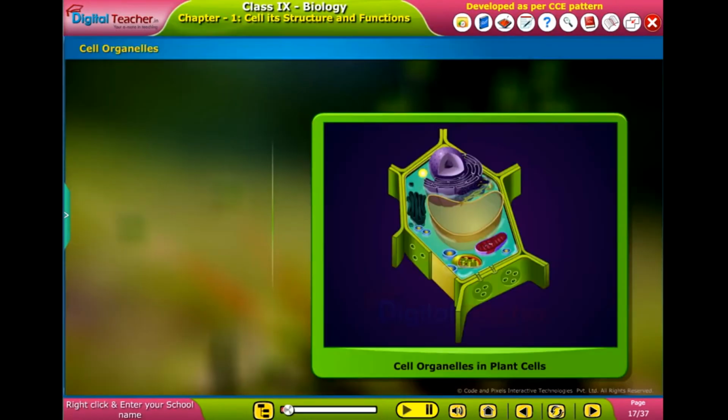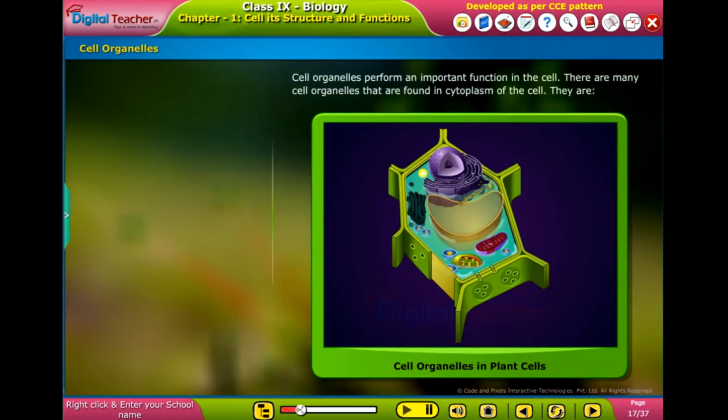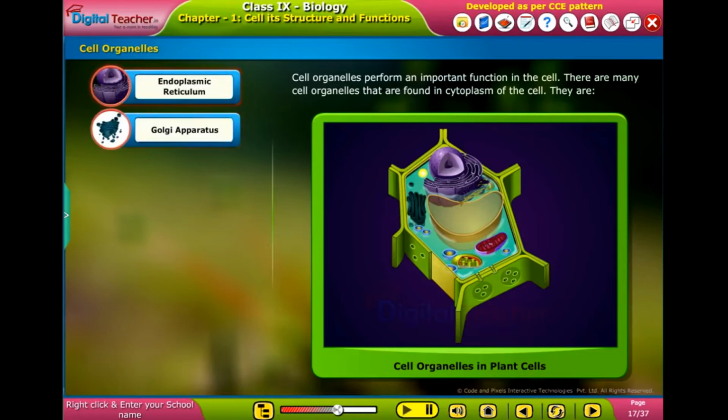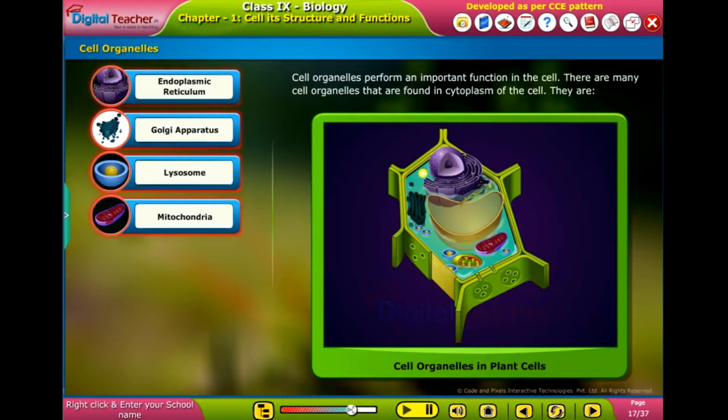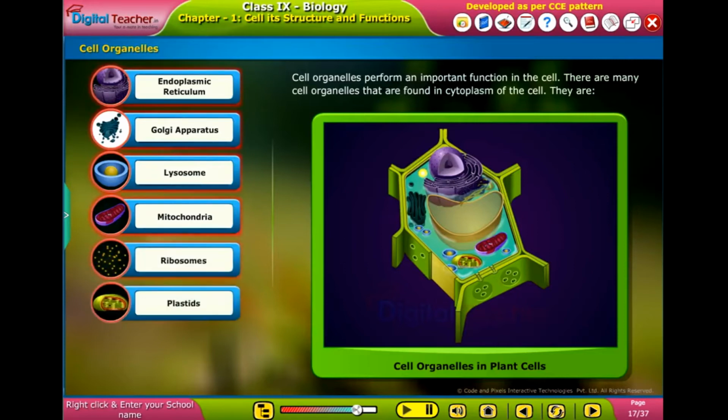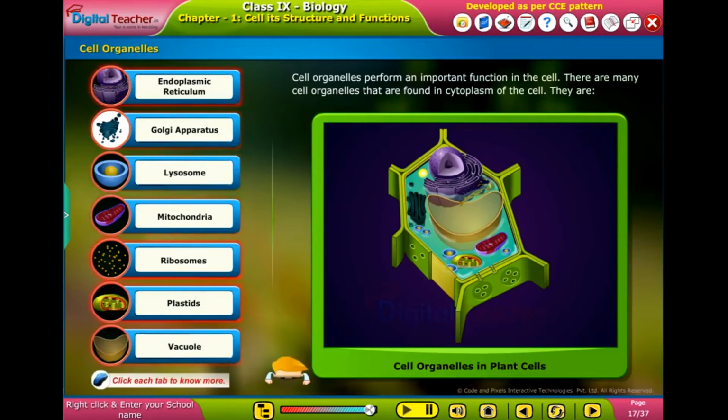Now, let us learn about the important cell organelles in plant cell. Cell organelles perform an important function in the cell. There are many cell organelles that are found in cytoplasm of the cell. They are endoplasmic reticulum, Golgi apparatus, lysosome, mitochondria, ribosomes, plastids, vacuole. Click each tab to know more.